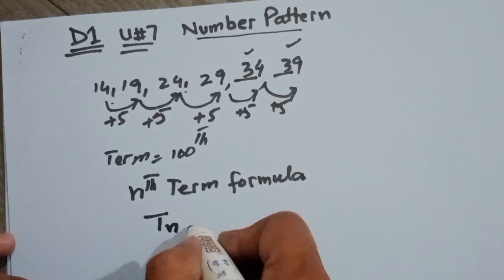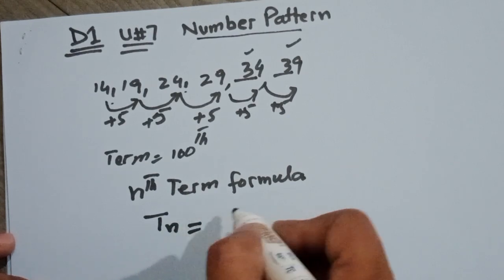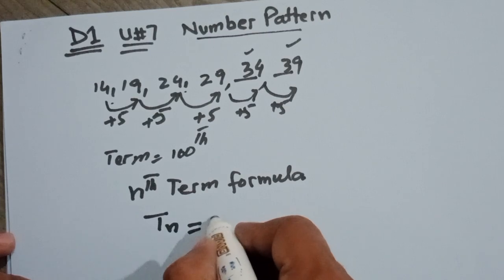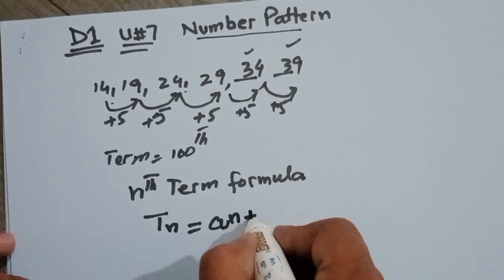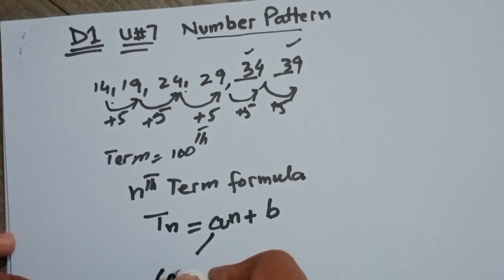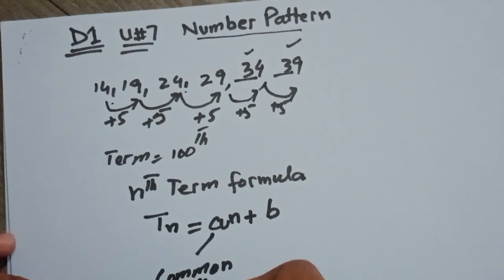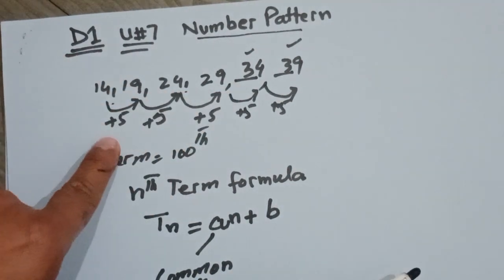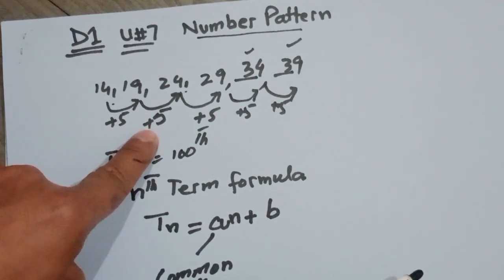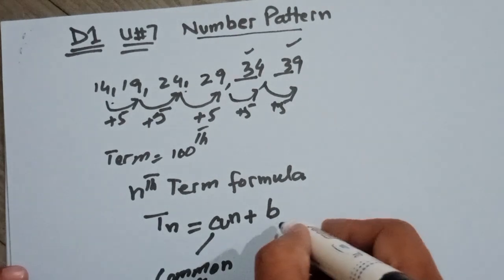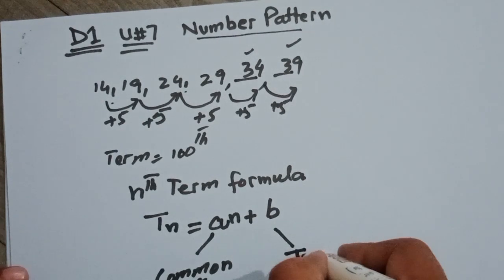T means term, nth term, and the structure of the nth term formula is an plus b, where a is the common difference between consecutive numbers. If you look at the sequence, the common difference between the numbers is 5. So the value for a is 5. And what is b? b is T naught.